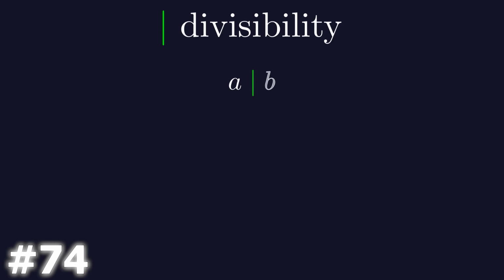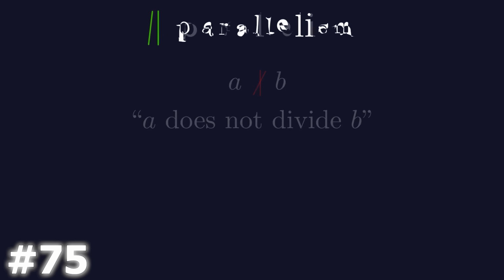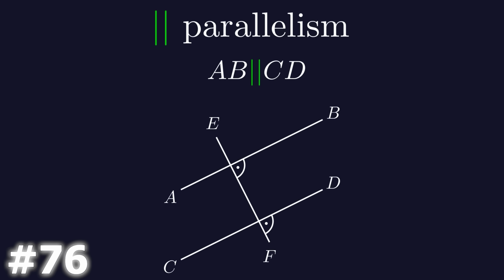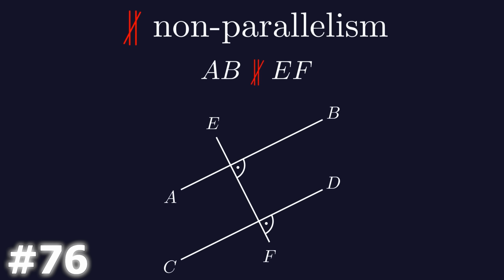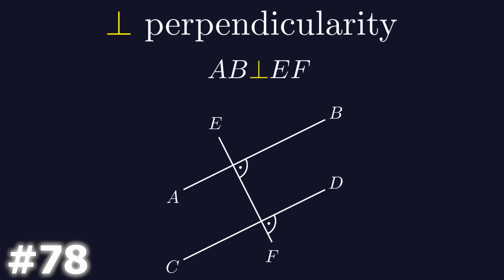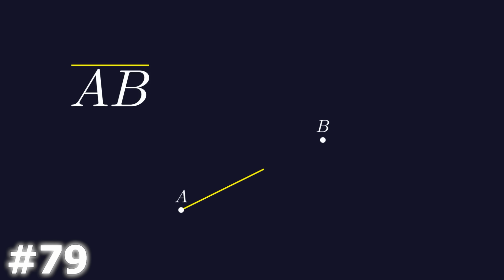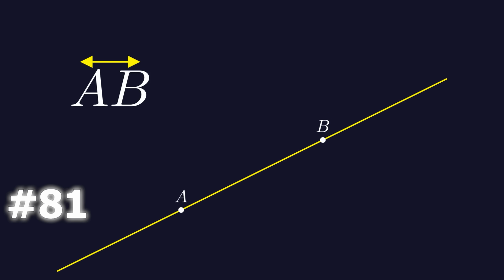Single line represents divisibility. This line crossed represents non-divisibility. Two lines denote parallelism. And those lines crossed represent non-parallelism. Upside down T represents perpendicularity. Sometimes it can also mean that two numbers are co-prime. Bar over 2 points represents a line segment between those points. Arrow over 2 points represents a ray starting at the first point and passing through the second point. Arrow pointing in both directions represents an infinite line passing through both points.